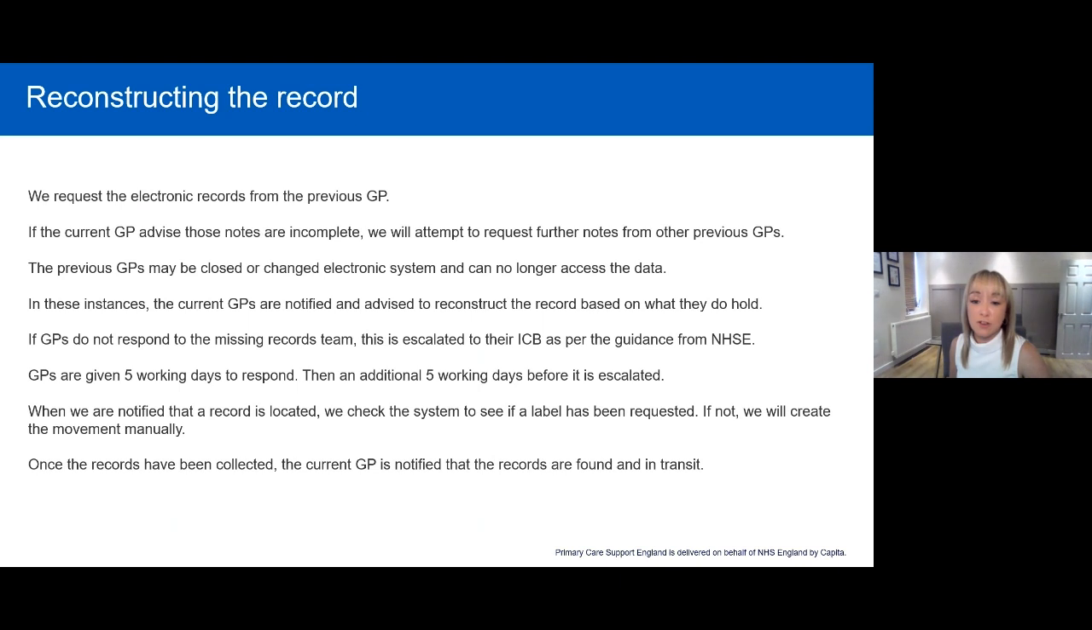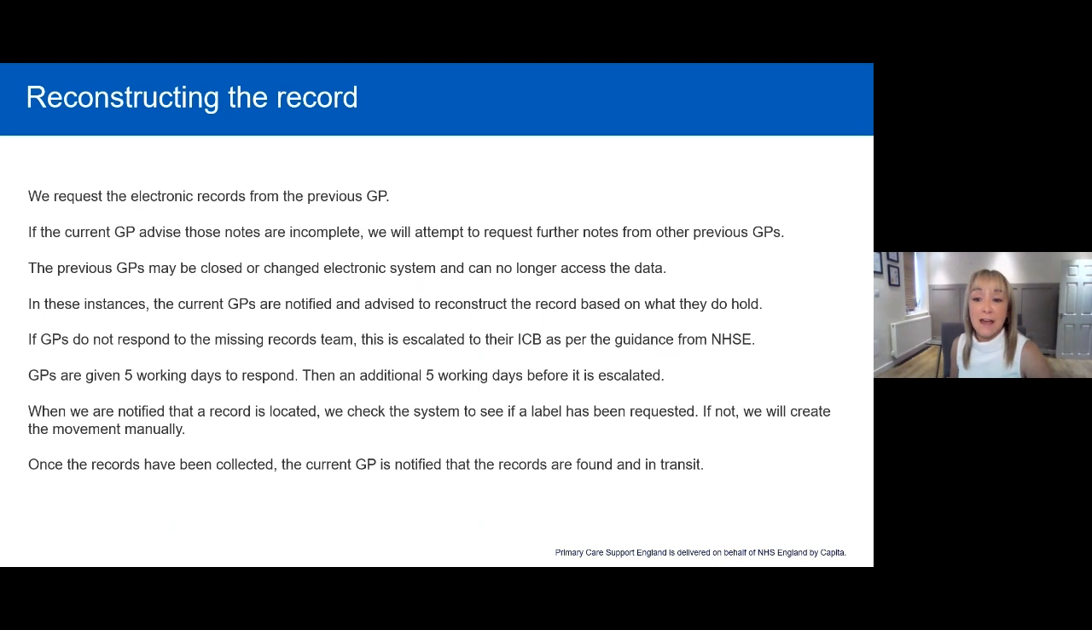Now, we send this to the current GP, and if the current GP advises those notes are incomplete, we will attempt to request further notes from other previous GPs. However, we may not be able to obtain notes from the previous GP. The previous GPs may have closed or have changed their electronic system and can no longer access the data. Now, in these instances, the current GPs are notified and advised to reconstruct the record based on the information that they do hold. If GPs don't respond to the missing records team, then this will be escalated to the ICB as per guidance from NHS England.